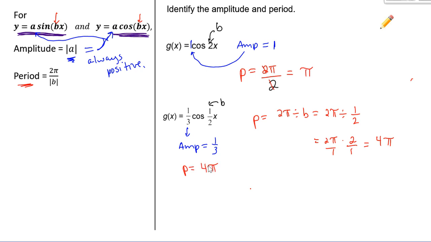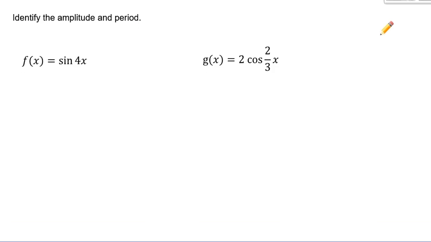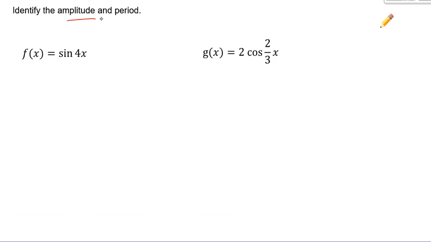Now it feels weird to say period is 4 pi, but on a graph, we label it in terms of pi, in radian mode. There's some that are done in degrees as well, but we're going to stick with radians. All right, let's try some of these. Identify the amplitude and period.